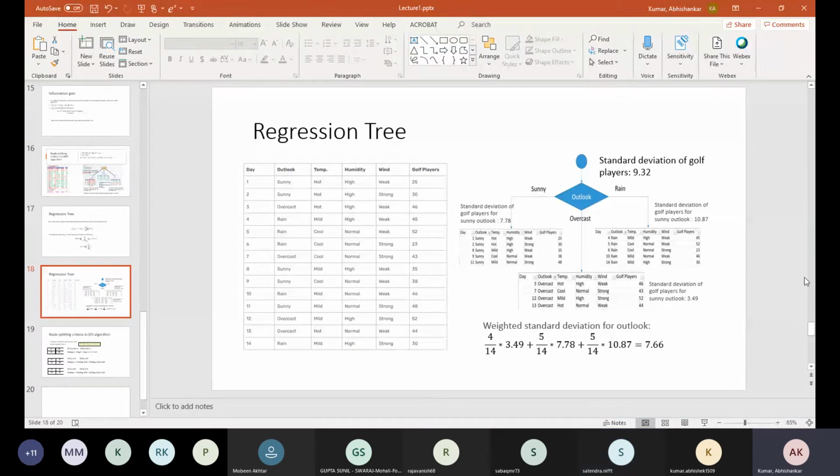Can you see this problem? On the left hand side, again there are weather conditions, and based on that, how many players are coming to play golf. That is the problem. If it is sunny, hot, high and the wind is weak, 25 players come to play golf. So you have to create a regression tree out of this data.